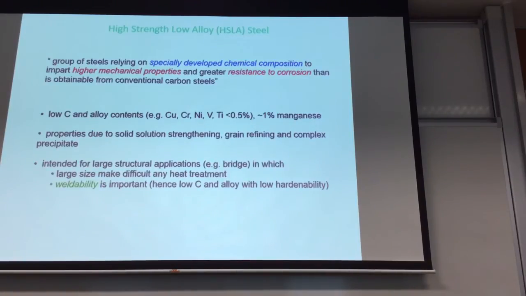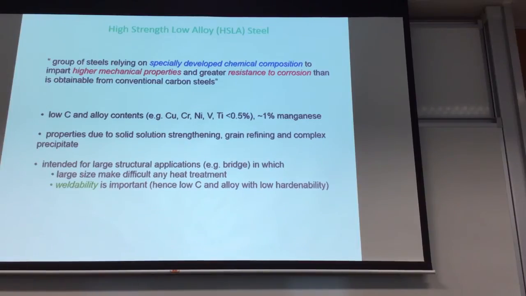HSLA, what are HSLA steels? They have special chemical composition so that they can achieve higher mechanical properties from your carbon steel. They have higher properties without relying on your martensite hardening. Okay, they have basically low carbon, so you do not form martensites, but you add a lot of alloys so that you can get your higher properties. And HSLA steels are used mainly for large structural applications.